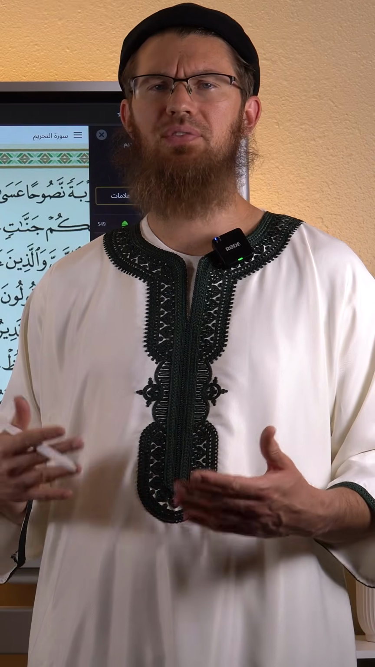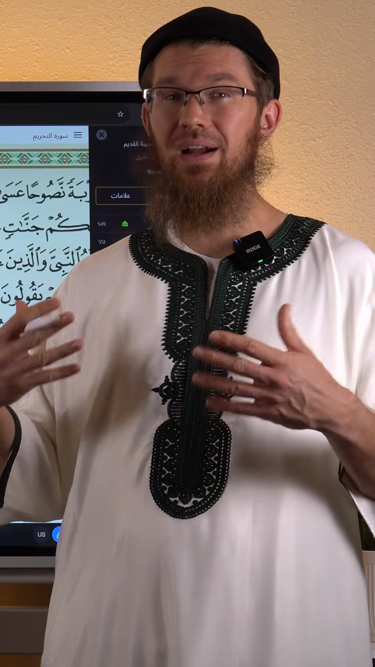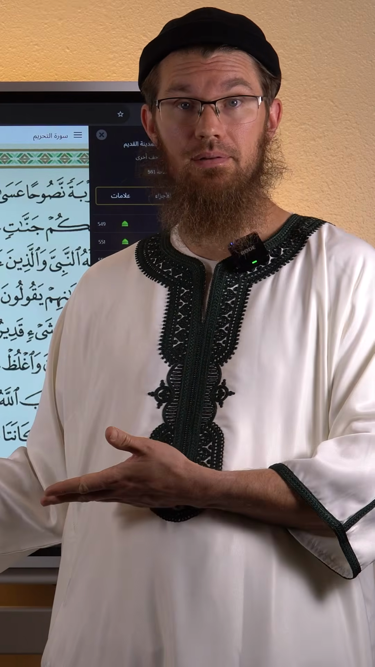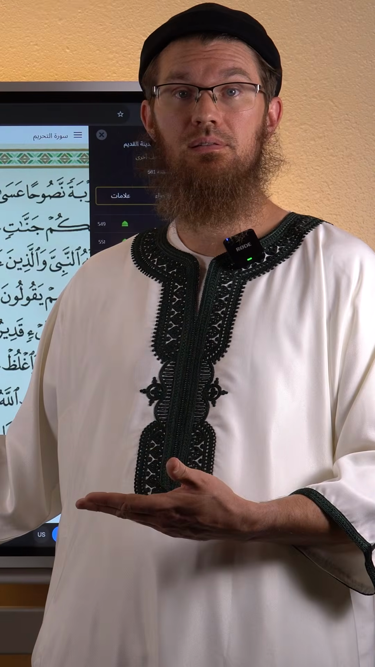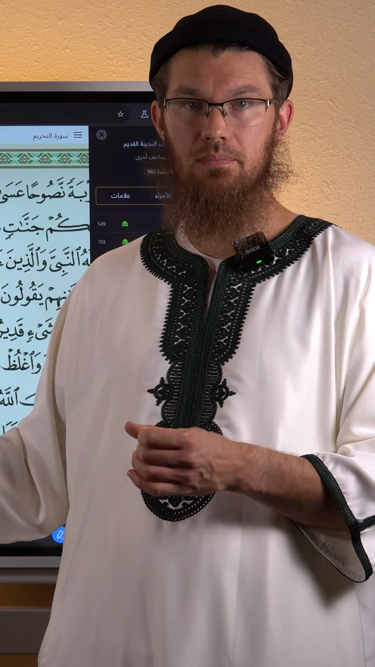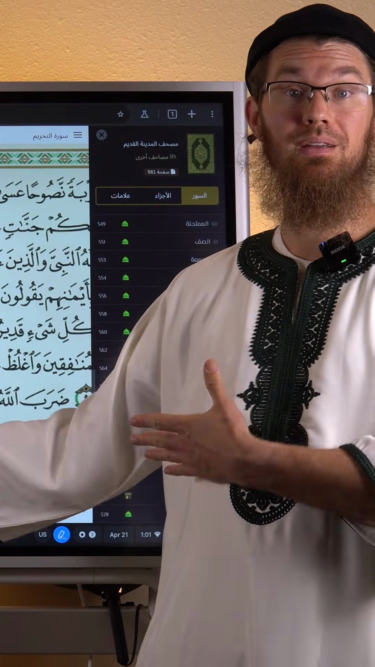So this was just a brief exercise to help us review, but also to show you that you are already learning how to read the Qur'an. You're already making progress. And if you continue going through these lessons, inshallah, it's only a matter of time before you can read this entire page, before you can read this entire book in Arabic.